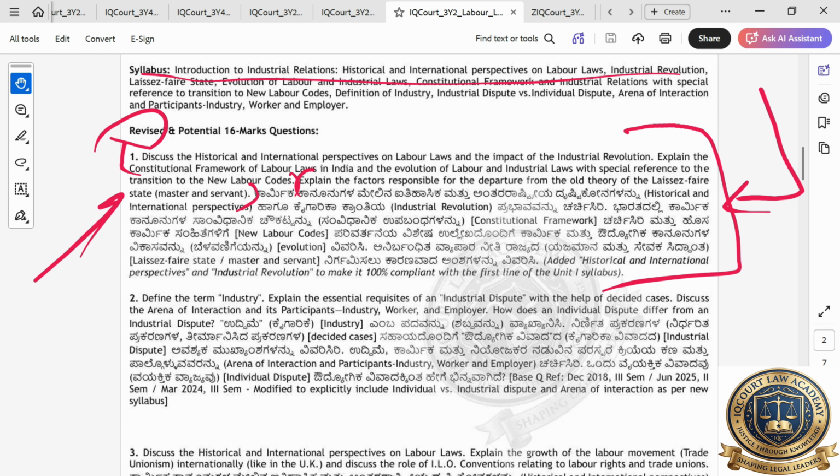Discuss the historical and international perspective on labor laws and the impact of the industrial revolution. Explain the constitutional framework of labor laws in India. And the evolution of labor and industrial law with special reference to the transition to the new labor code.